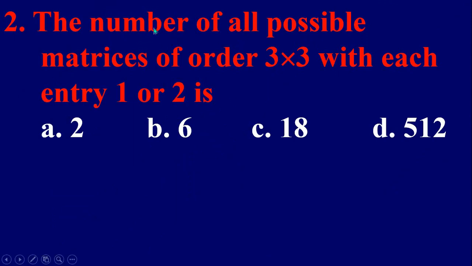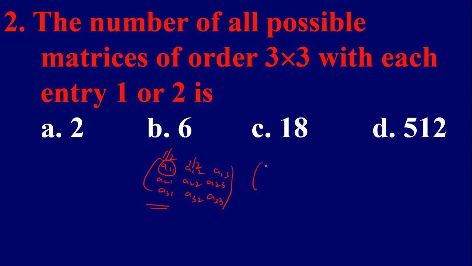So next question. The number of all possible matrices of order 3 by 3 with each entry 1 or 2 is: here we have to find the number of all possible matrices of order 3 by 3. We know that in a 3 by 3 matrix we have a11, a12, a13, a21, a22, a23 and a31, a32 and a33. So there are 9 elements, and each entry may be 1 or 2. We can enter only 1 or 2 in each entry.